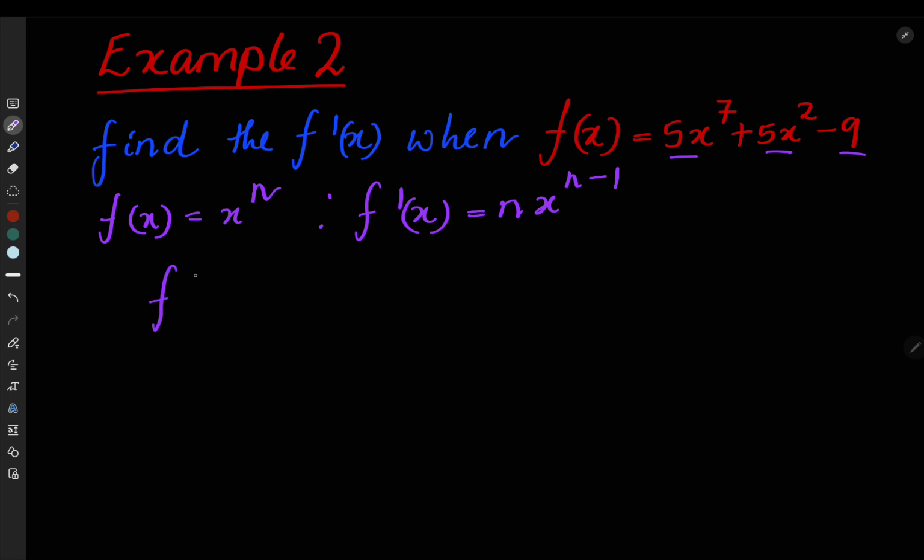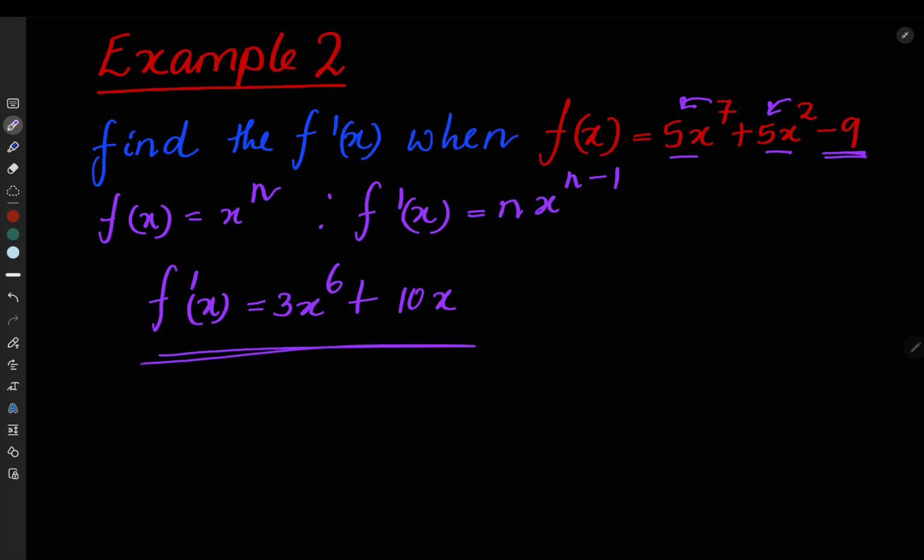And this will result like f prime x will be equal to the first derivative here. We bring down the 7 and it multiplies with a 5. And we get 35 x to the power 6. Then plus we do the same thing here. We bring down the 2, multiplies by 5. Then we get 10 x to the power 1. Then the derivative of a constant, remember, it's 0. So therefore, the derivative of this function will be 35x to the power 6 plus 10x.